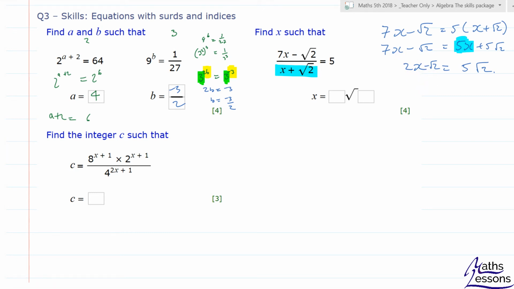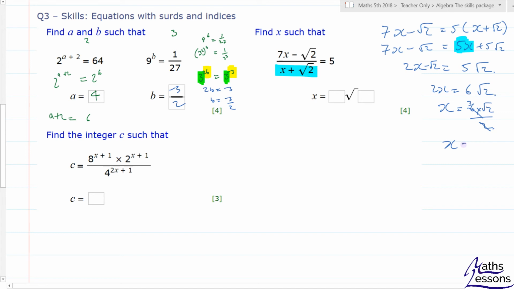Right, now I'm going to add the minus root 2 and get one lot added onto 5 lots is 6 lots of root 2. And then I want to divide by 2, and 6 as times there, so I can just cancel straight with this to get me 3 root 2 as the final answer.